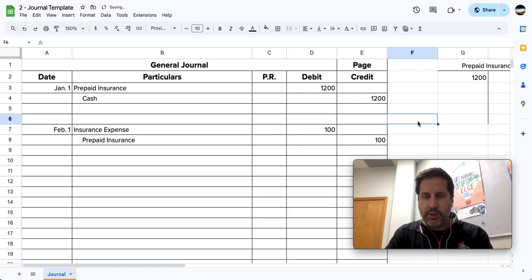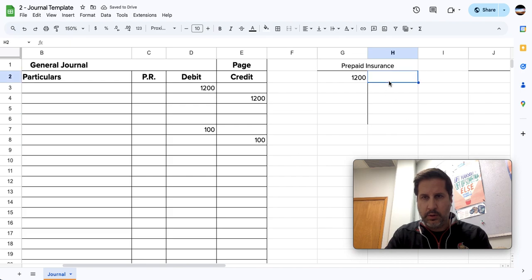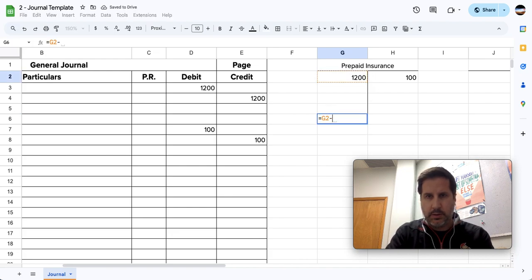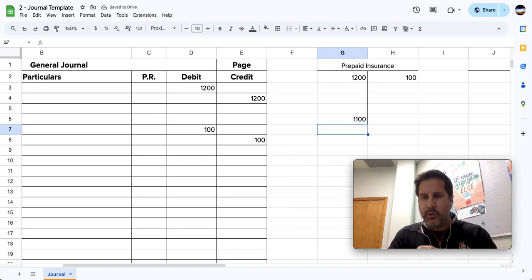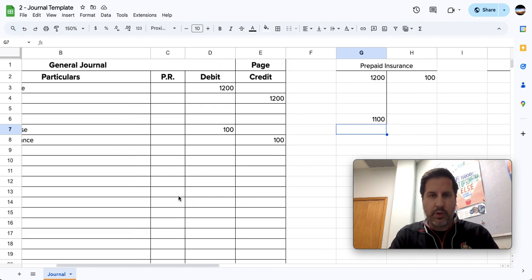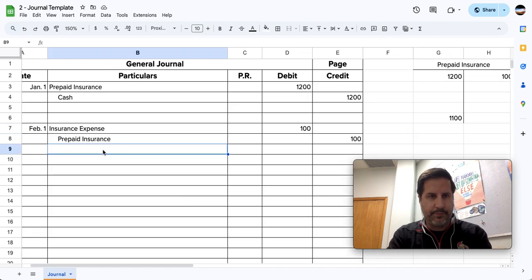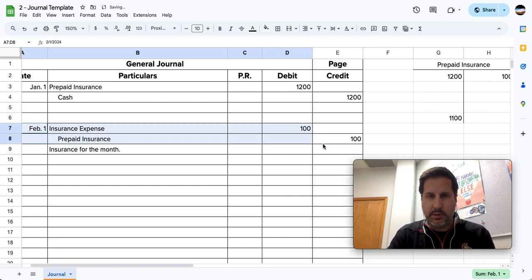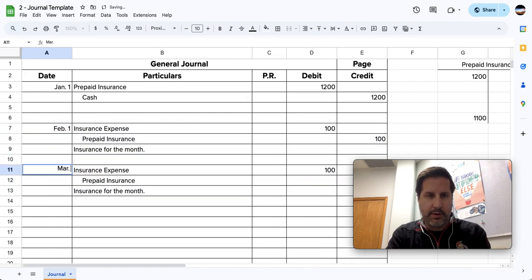So if I were to do a T account here, I would credit this, and now my balance is $1,100, which represents 11 months of insurance. A month from now, I am going to do this once again. So insurance for the month, etc. So this now becomes my adjusting entry every single month from now on.